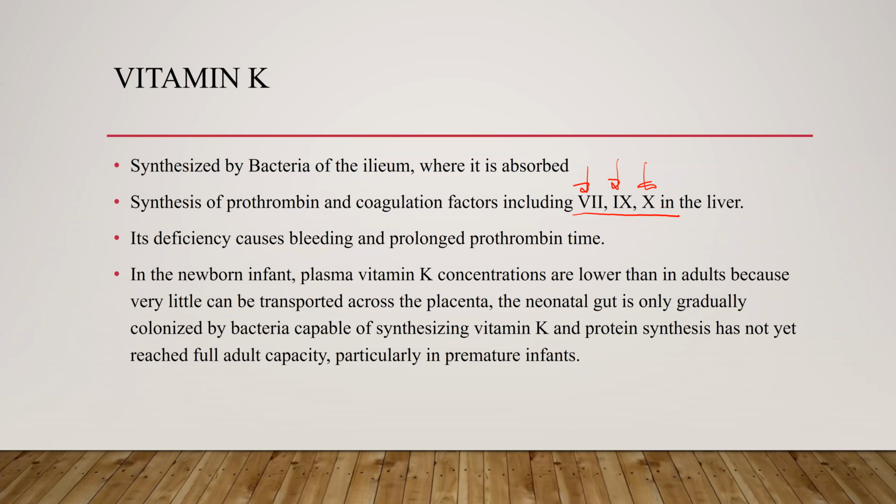In newborn infants, sometimes plasma vitamin K concentrations are lower than in adults, because very little can be transported across the placenta. So from the mother's womb, very little vitamin K can be transported to the fetus through the placenta, and therefore it is low. The neonatal gut is only gradually colonized by bacteria. The fetus has no bacteria at that time, but after birth the bacteria will colonize the neonatal gut. And then it will be capable of synthesizing vitamin K and also protein synthesis. It could not yet reach full adult capacity, especially in premature infants.